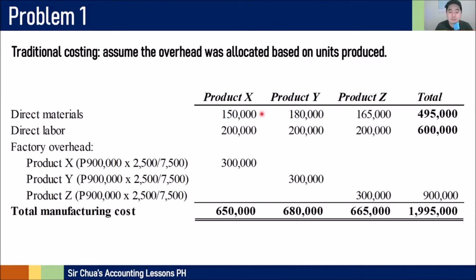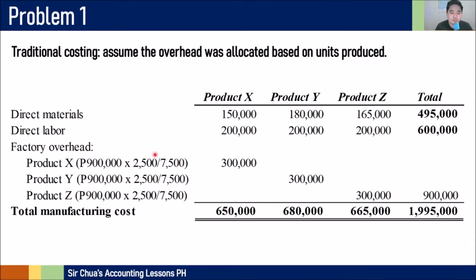Ito daw po yung details ng materials. For X is 150,000. For Y is 180,000. And for Z is 165,000. For labor naman po, tig 200,000 sila, as you can see kanina. Now, our total overhead kanina was 900,000 and then ang allocation po natin is based on the units produced.